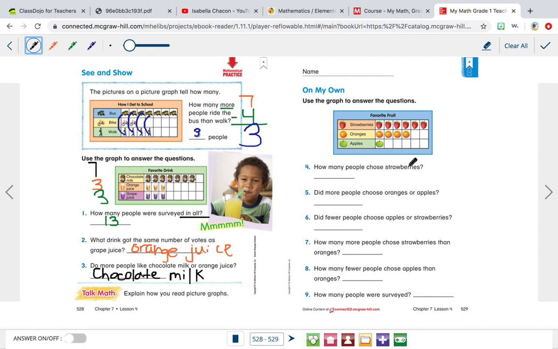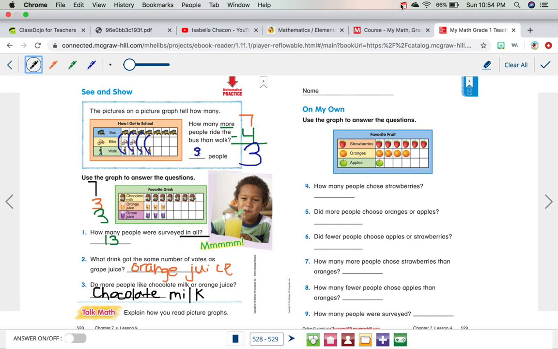If you need help reading the questions, you can ask your parents or your grandparents or whoever's home with you. And then you're going to pause this video while you do this on your own and then come back and we'll do it together, okay? All right, so you're going to pause in 5, 4, 3, 2, 1, pause.